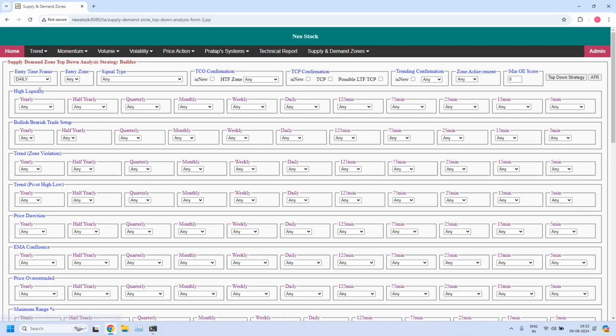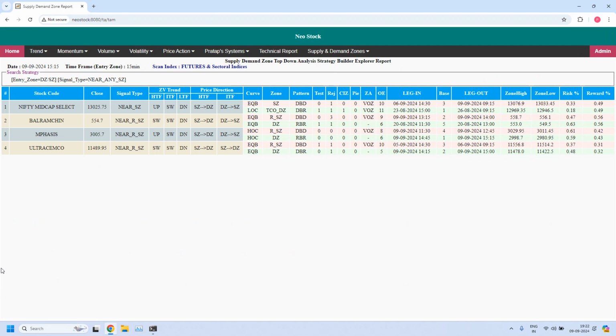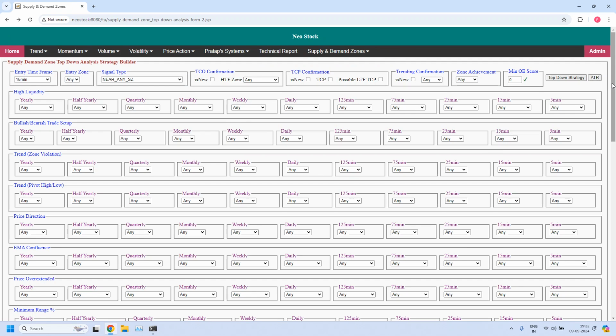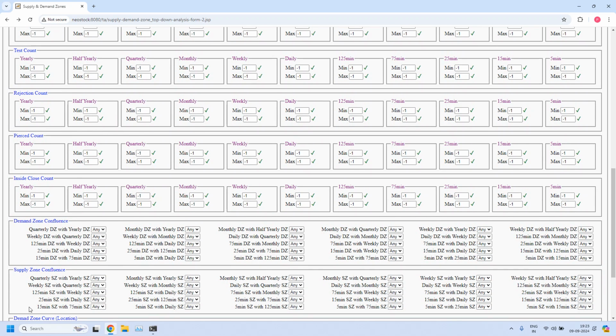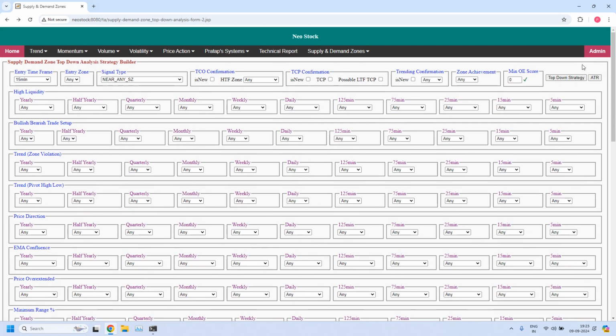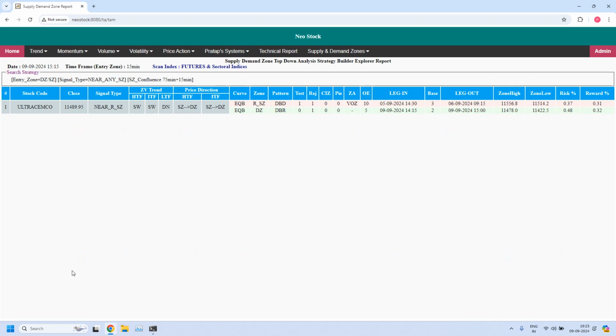Okay, next for the 15 minutes time frame, let us find the stocks near the 15 minutes supply zone. 4 stocks are filtered. Let's verify whether any of these supply zones have ITF supply zone confluence, that is 15 minutes and 75 minutes supply zone confluence. So here you have a 15 minutes supply zone with a 75 minutes supply zone. I am enabling the filter. Let's verify. Only one stock is filtered.